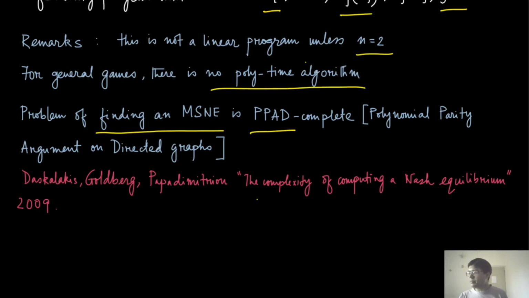The title of the paper is actually The Complexity of Computing a Nash Equilibrium. It came about in 2009, and this was by Daskalakis, Goldberg, and Papadimitriou. So it says that you actually do not hope to have a much smarter algorithm than this. To find the MSNE in a general game is actually hard.